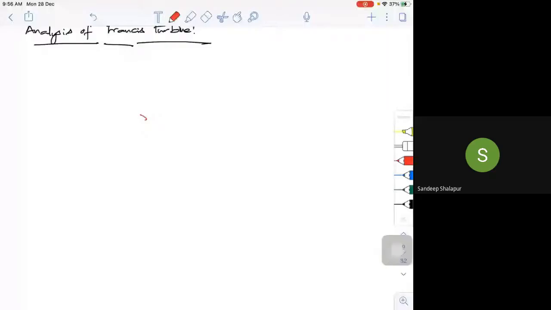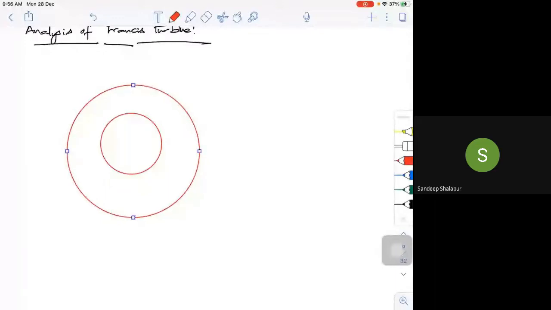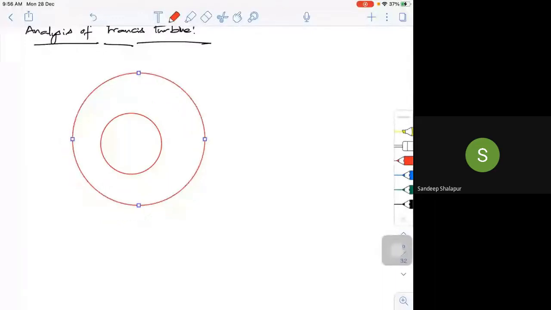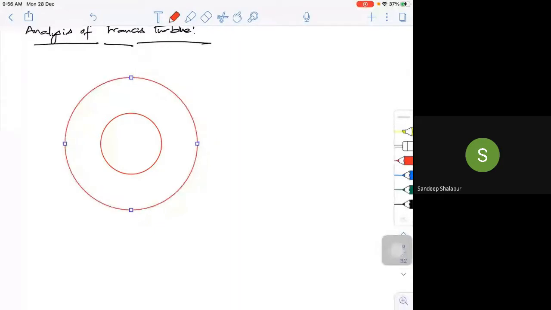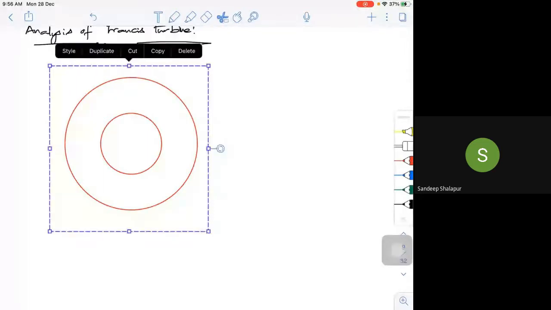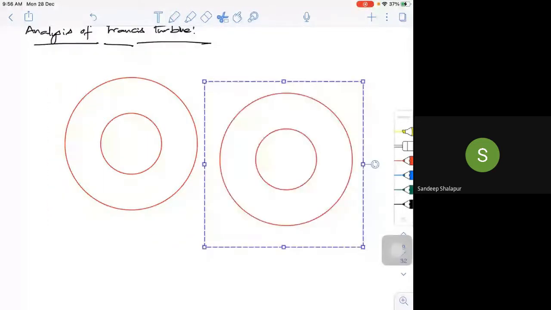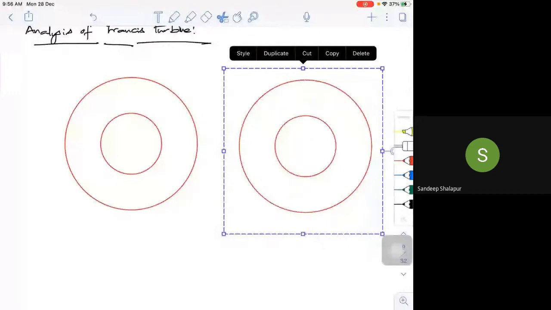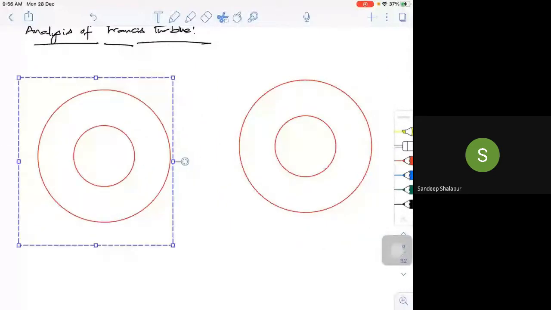So this is the hub, your hub, and this will be my tip. Okay, this is what I have, hub and tip of your Francis turbine. Let me make a copy of it. I have to draw both the different types of triangles.